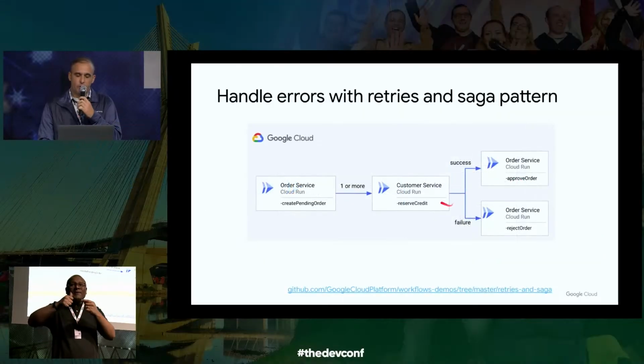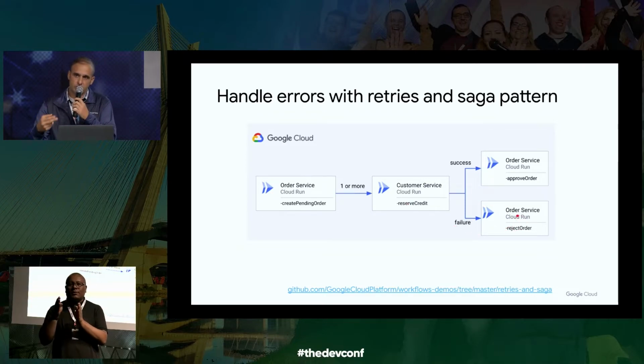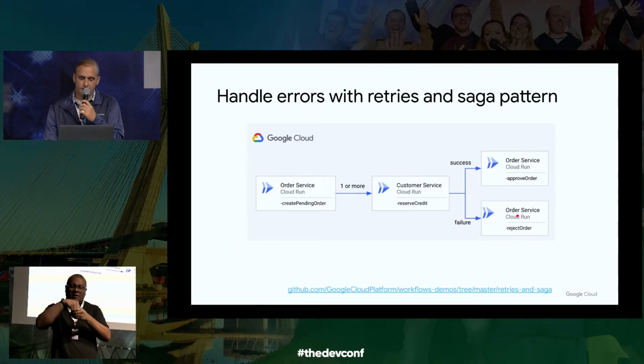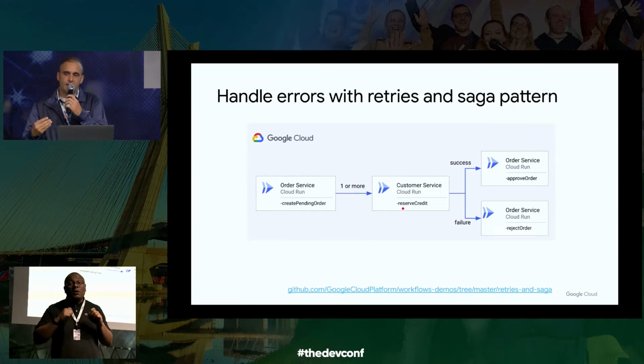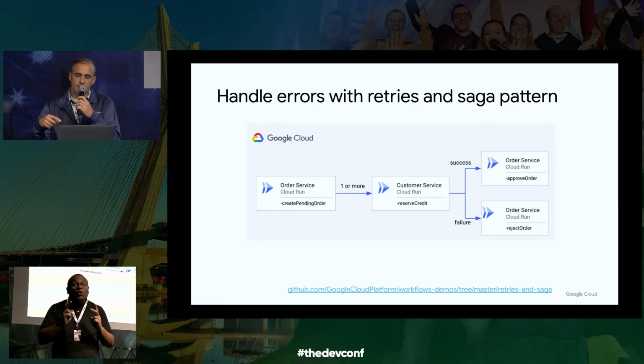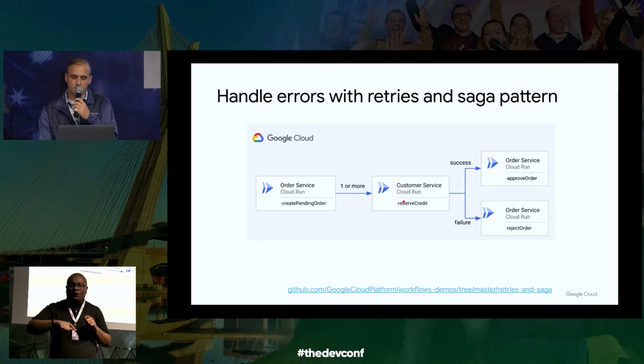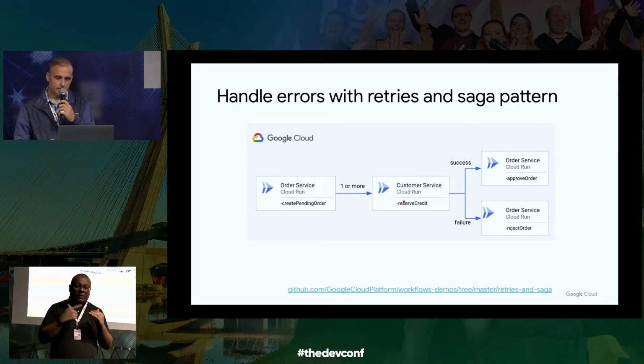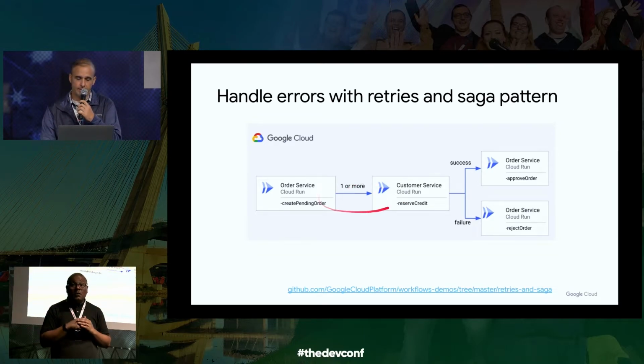And then if you cannot reserve the credit, then there's also another path called reject order, because you need to reject the order if the user doesn't have any credit. Now, there are a couple of things that can go wrong here. The first thing is that the customer service might be flaky, it might not work all the time. So maybe once in a while, it just throws an error. When that happens, one simple thing that you can do is apply a retry policy here. So when the order service calls this customer service, it can call one or more times to recover from this failure, right? So that's the retry policy here.